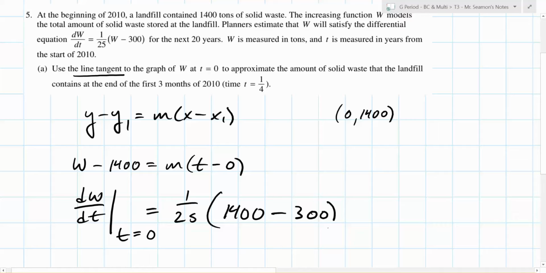300, yes. I'm not asking rhetorical questions. I just want to see if you guys are actually looking at what I'm doing, which I'm proving to be either not true or you don't want to talk to me today. But it's okay. It's fine. I'm good talking to myself. It's okay. 1200 over 25.